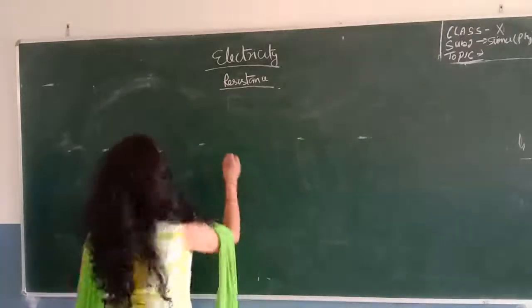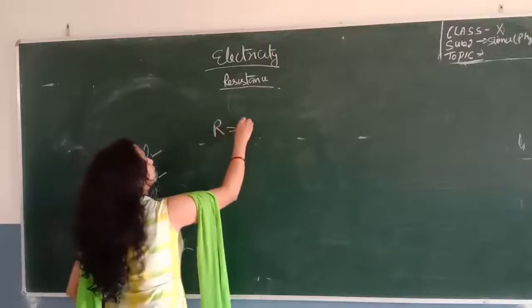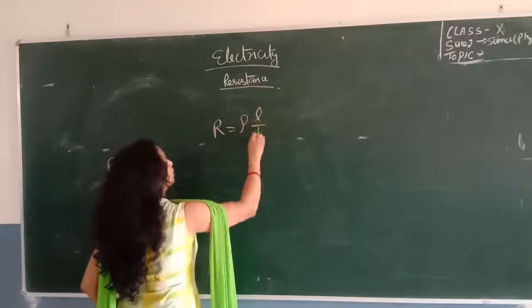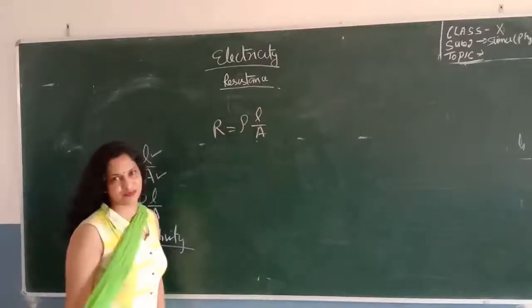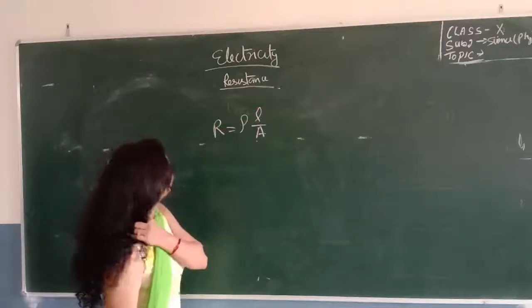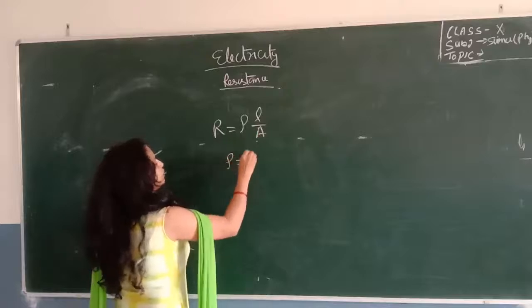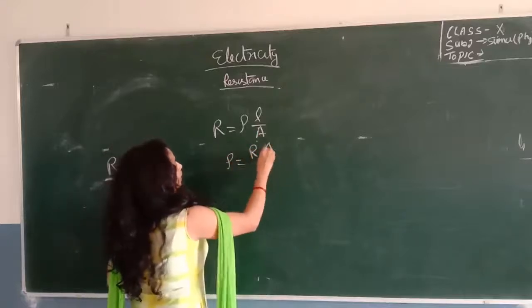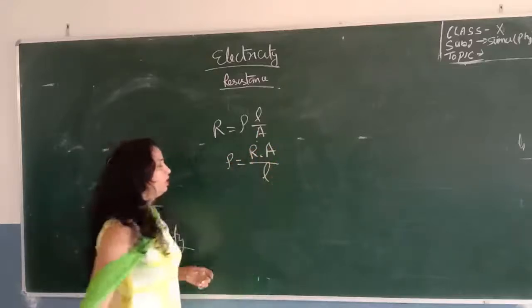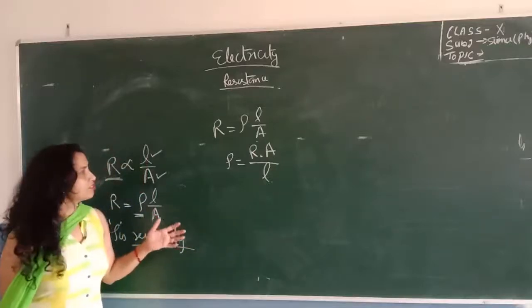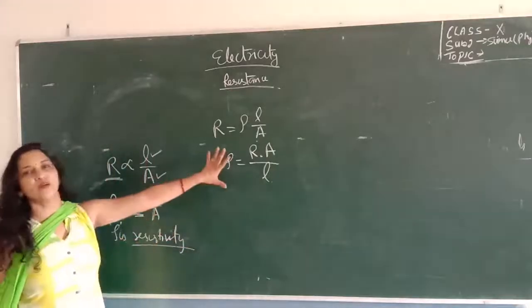So the formula is R equal to rho into L upon A. This is the formula for resistance. Or if you want to find the resistivity from this formula, you can see that resistivity is equal to R into A upon L. Now, can you define this resistivity on the basis of this formula?